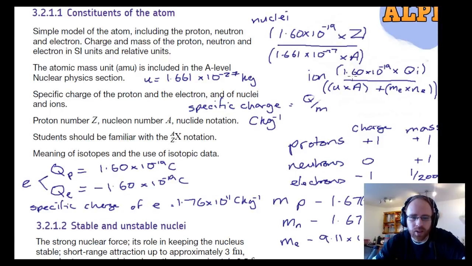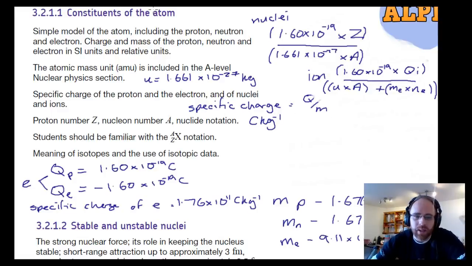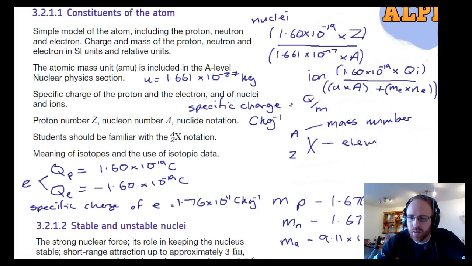So it says you should be familiar with proton number Z, nucleon number A, and nuclide notation. We're going to use this notation here. X is our element, A is our mass number, and Z is our proton number. So that's our mass number, X is our element, and Z is our proton number.